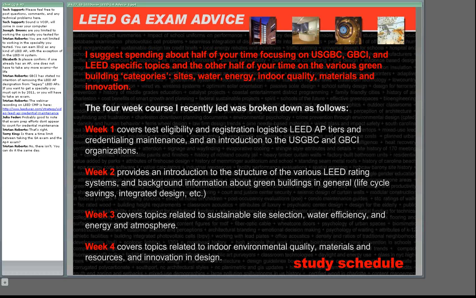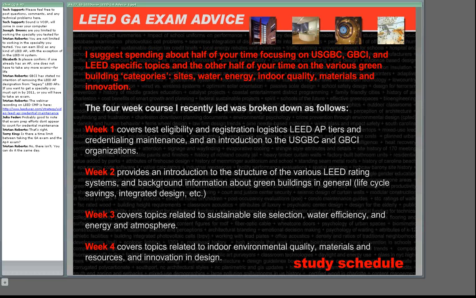I spent week 2 mostly focused on the LEED rating systems themselves. How do I know when I need to use LEED NC versus LEED Core and Shell? How do I know when LEED Homes is appropriate versus a large-scale condo tower that would be more appropriate under LEED for New Construction? So distinguishing between those LEED rating systems and when to choose the correct one is definitely on this test. You need to know that sort of thing.